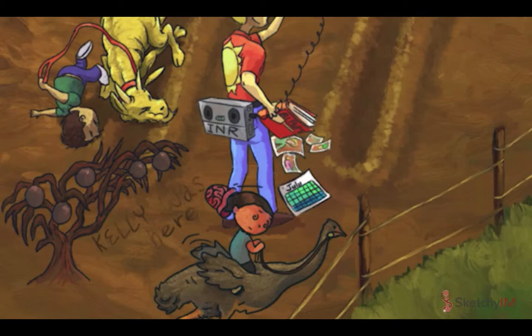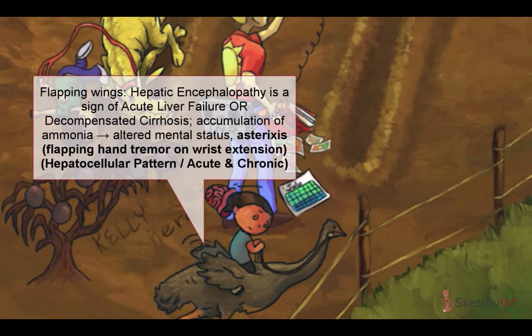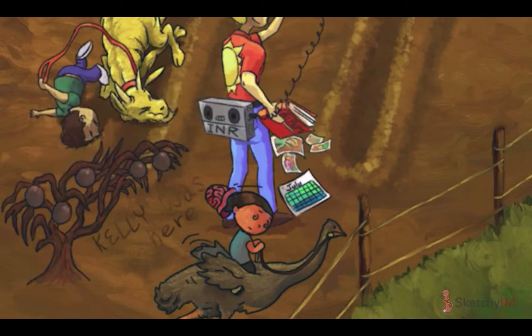Hepatic encephalopathy presents with altered mental status, ranging from mild sleep disturbances all the way to coma. Look for a characteristic physical exam sign: asterixis, a flapping tremor of the hands when the wrists are extended. Hence these flapping bird wings over here. An emu, huh? That won't end well.